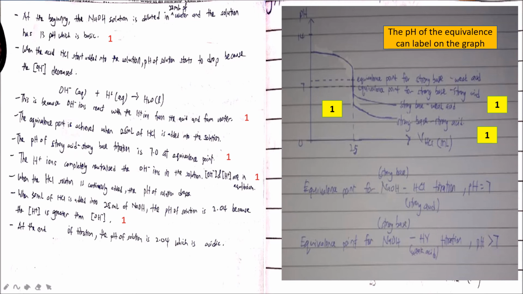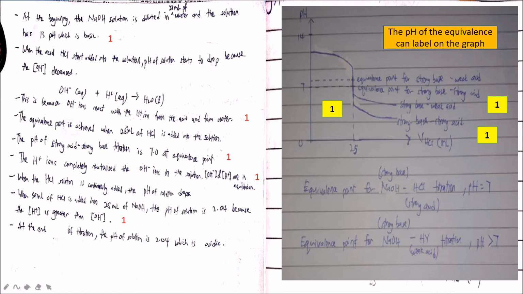So where is the 3 mark from? First mark from the y-axis, and other mark from the x-axis, and the last part is from the shape of the curve. We can see that the titration starts from the upper part. Because the analyte is basic, so we start from the basic part.